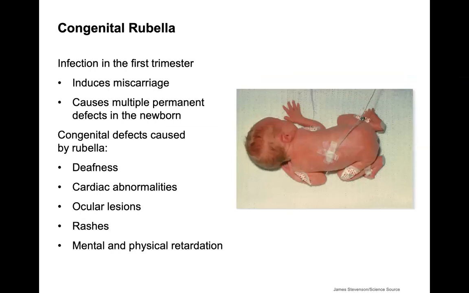Congenital rubella, this is the infection in the first trimester. Like I said, oftentimes it can lead to a miscarriage. It can also cause multiple permanent defects in the newborn, such as deafness, cardiac abnormalities, ocular lesions, rashes, and mental and physical retardation.